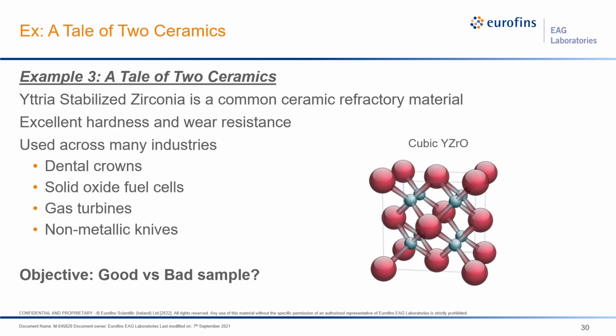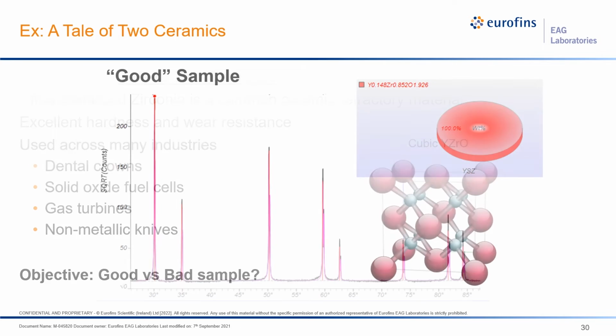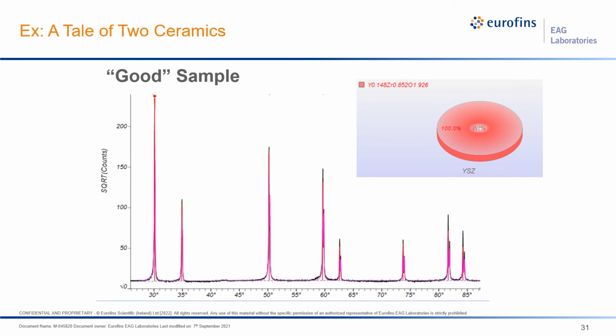This particular case study was looking at some failed refractory material made of yttria stabilized zirconia, or YSZ. We have one good sample and one bad sample. Let's take a look at each of these using XRD techniques that we have at our disposal. First, we have the good sample.